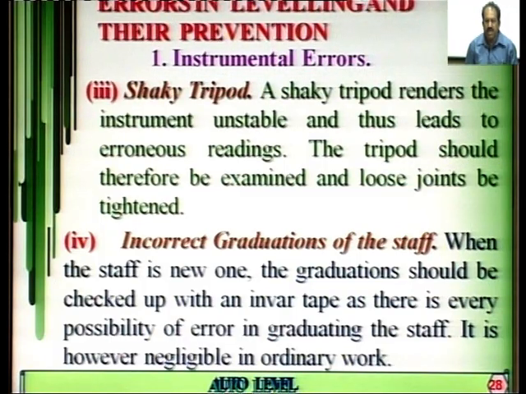Next is incorrect graduations of the staff, that is, the readings inscribed on the staff. If they are incorrect, this is an error. When the staff is a new one, the graduations should be checked with a standard tape, as there is every possibility of error in graduating the staff. That is, the labourers who prepare the staff may make errors in graduating it. It is, however, negligible in ordinary work. So, if the work is of ordinary nature, then we can neglect this error.